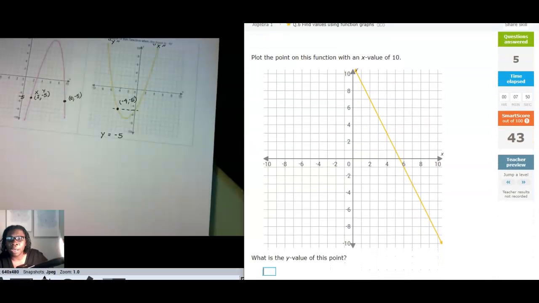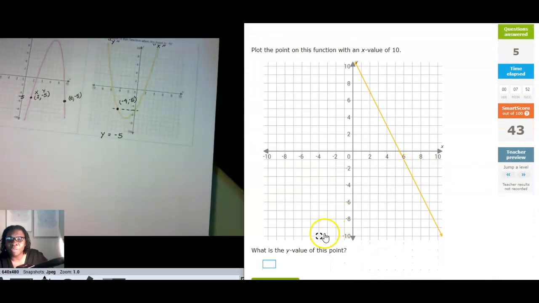Plot the point on this function with an x value of 10. So again, we come over to x value of 10, and then we take our cursor until we hit the linear function, which is the drawn figure, and it hits at negative 9.